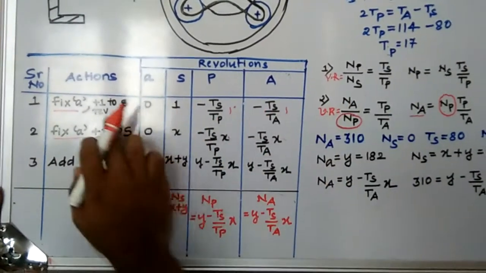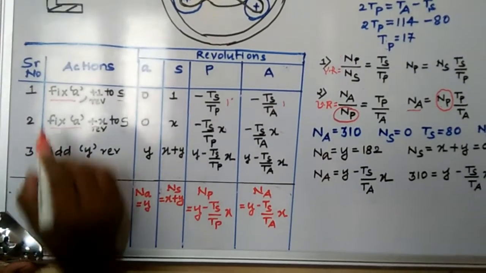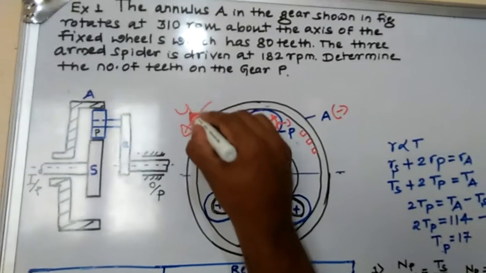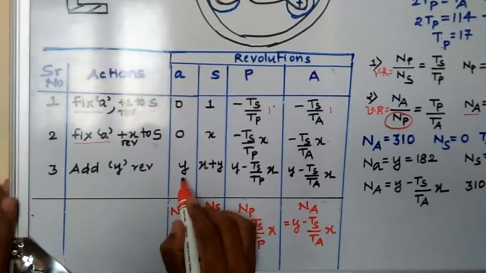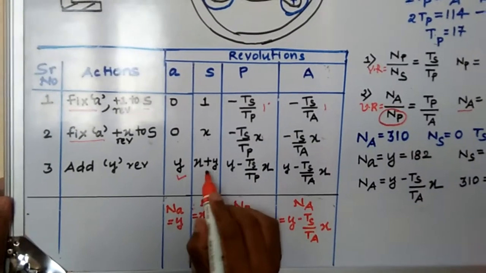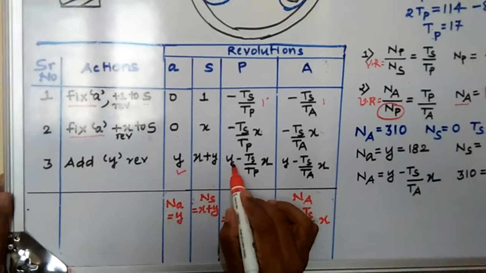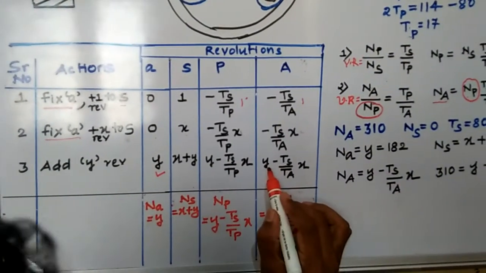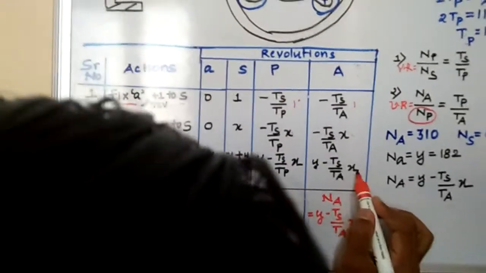Second case is simple. As usual, if you got the first one, you have to multiply by X only in that case. Then for the whole system you have to give Y revolution. For the annulus, that is the arm, it also comes as Y. For the sun gear, X plus Y. Planet gear, Y minus TS by TP into X. For the annulus gear, it comes as Y minus TS by TA into X.